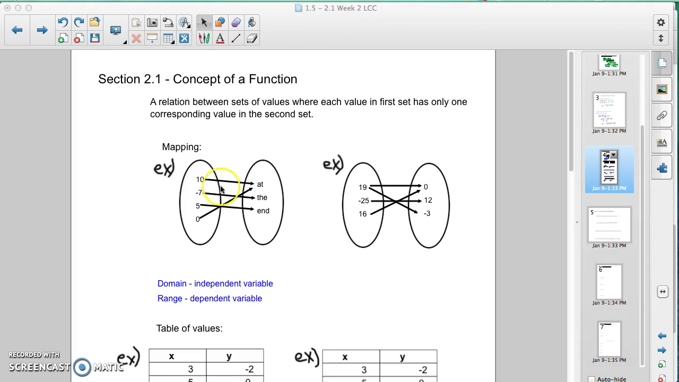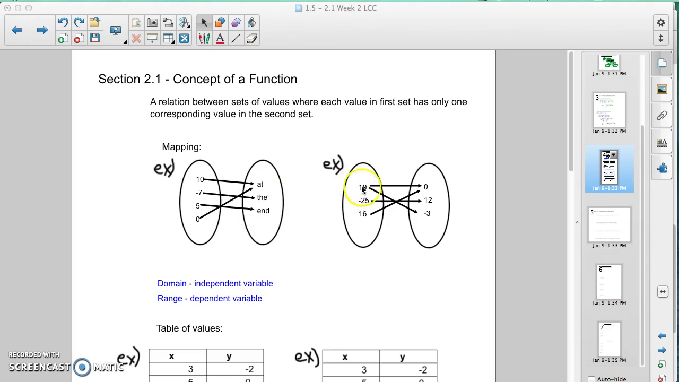10 only maps to one thing. -7 only maps to one item. 5 only maps to one item. 0 only maps to one item. This is a mapping of a function because each one of these values only has one value as its answer. So this is a function here.